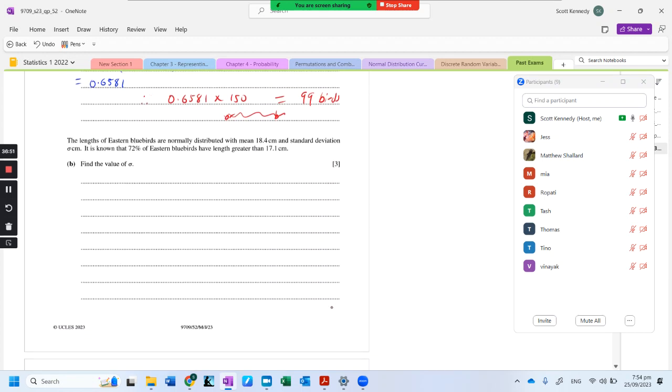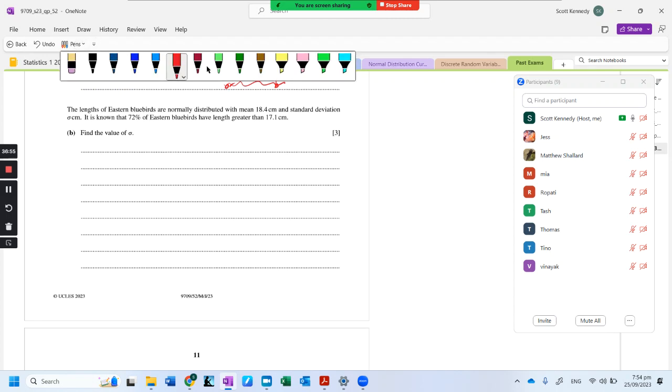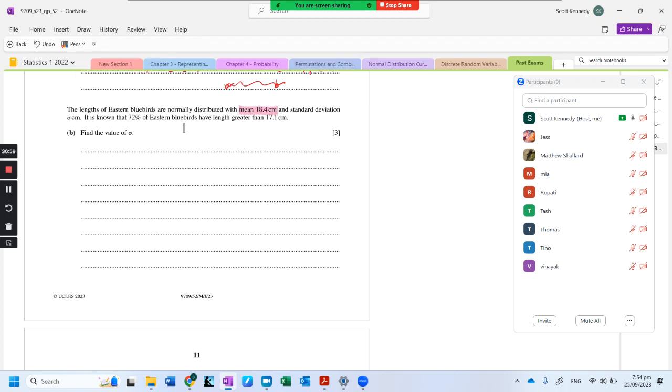The lengths of the eastern bluebirds are normally distributed. Got a mean of 18.4 and a standard deviation of sigma, so we don't know that. It is known that 72% of the eastern bluebirds have a length greater than 17.1. Find the value of sigma.